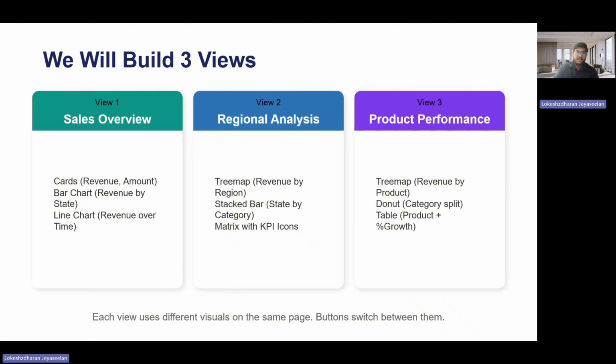So we'll build 3 views. The first view will be the sales view. Sales view will have cards, bar chart, and line chart. View 2 will be regional analysis, a tree map, stacked bar, and a matrix with KPI icons. And view 3 will be product performance, tree map, donut, and table.